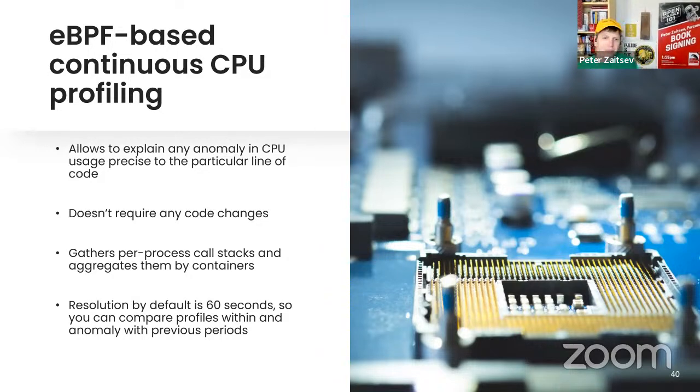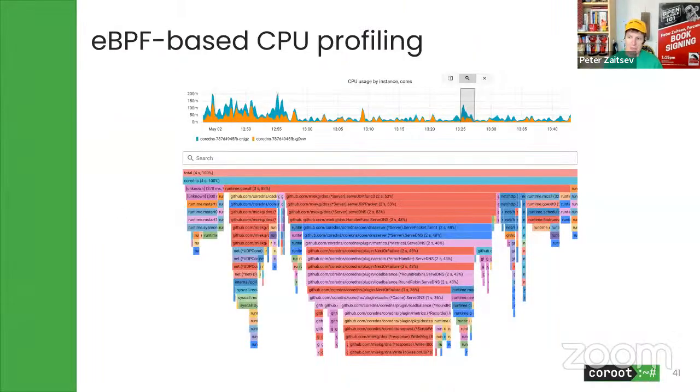The last thing to mention here is that we can use eBPF for continuous CPU profiling, and again, no code changes. It's a pretty cool thing. And Coroot is not the only tool. There are some other tools, like Periscope in the past, which provide this information. But I'll show you in Coroot to highlight what you can do.